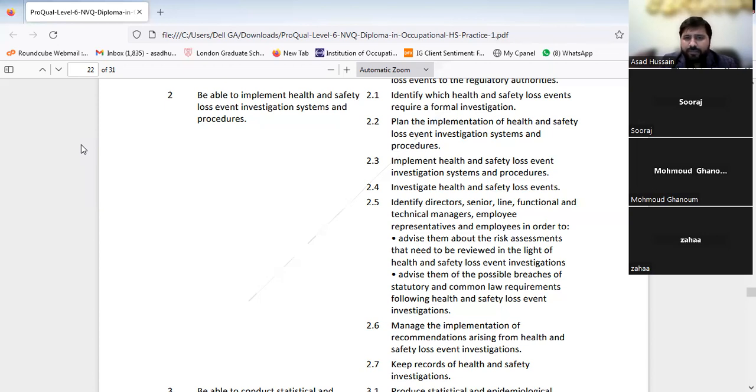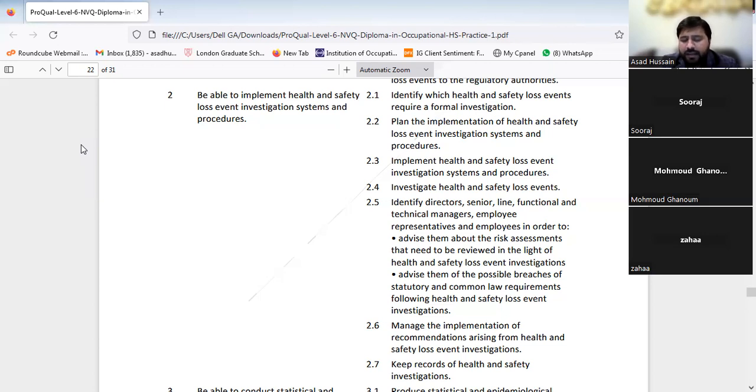So in 2.5, identify directors, senior, line, functional, and technical managers, employees, representatives, and employees in order to advise them about the risk assessments that need to be reviewed in the light of health and safety loss event investigation, and advise them of the possible breaches of statutory and common law requirements following health and safety loss event investigation.